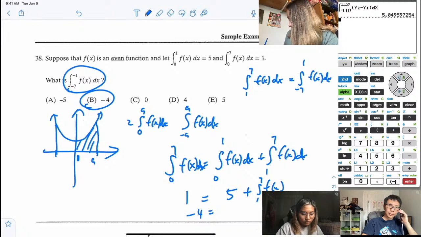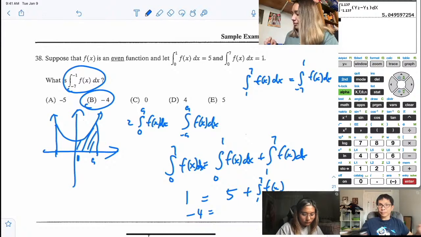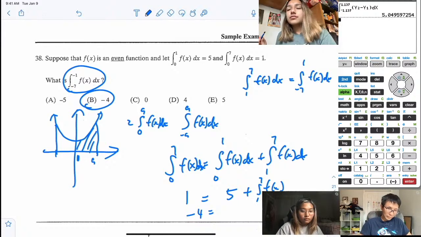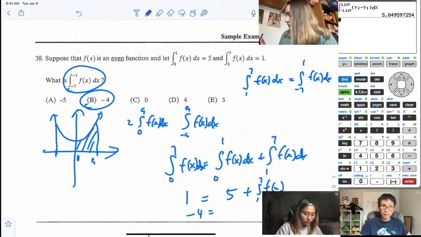Wait, but isn't it asking for negative 7 to negative 1? Because it's even, if you find 1 to 7, it's the same. Okay, got it. Cool, awesome. I think maybe I found a way. Okay, cool. Thank you so much. So -4.